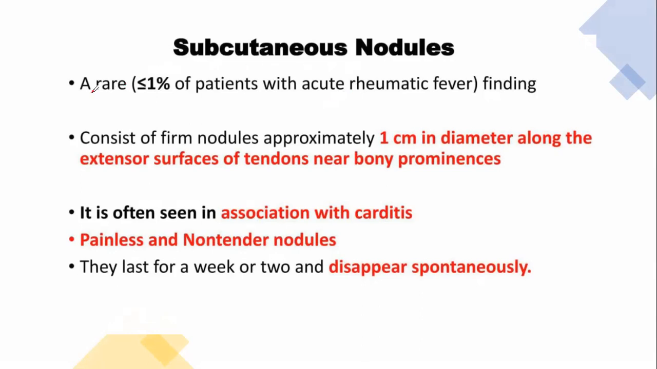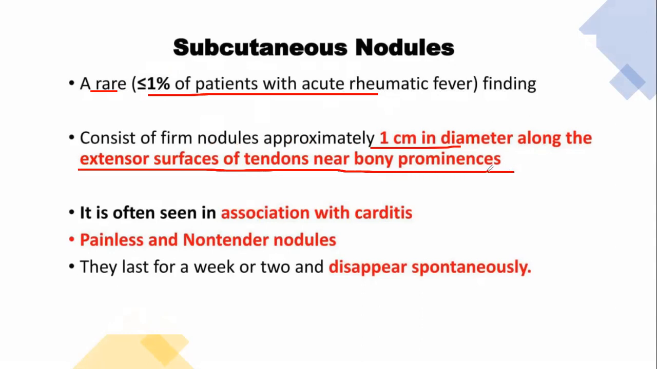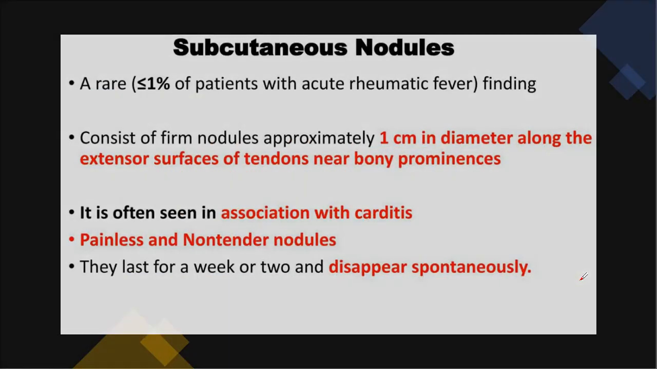Now, the subcutaneous nodules are also rare, in less than 1%. They are approximately a centimeter in diameter, and they occur along the extensor surfaces of the tendons near bony prominences, and they are often associated with carditis. They are painless and non-tender. They usually last for a week or two, then disappear spontaneously. And here we are. This is a subcutaneous nodule, occurring near the extensor surface of tendons near bony prominences.